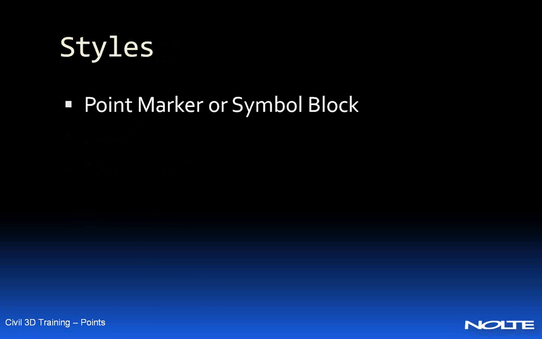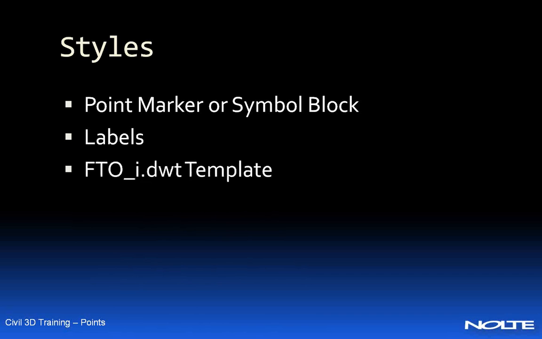The point style will either place a marker like the X that we saw, or it's going to place a symbol block like a fire hydrant or a tree symbol. We also use styles to control the labels, and the default label style is going to be point number, elevation, and description to look just like we did in land desktop. And again, I just want to reiterate, like I said earlier, all of these styles and everything that you need are going to be in that FTO_I template file that we've shipped with our Civil 3D or installed with our Civil 3D deployment. All right, so we're going to use these to control the appearance of our objects.